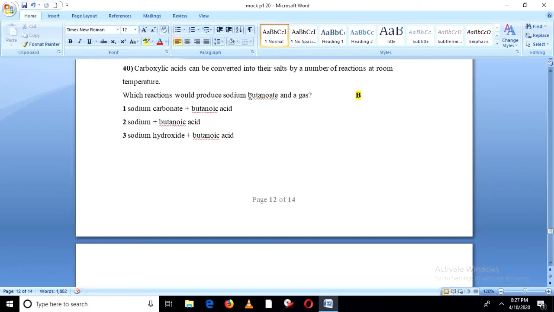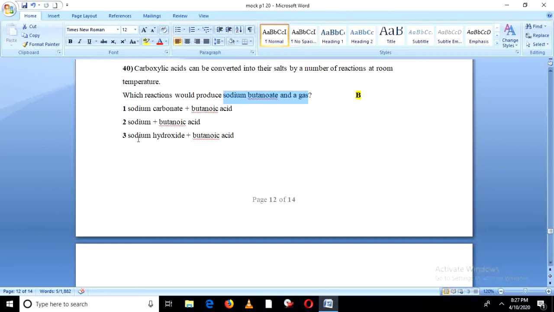We have to see that the product of the reaction should be sodium butanoate and a gas. For the first statement, sodium carbonate reacts with butanoic acid. Yes, in the presence of sodium carbonate, butanoic acid would be giving us sodium butanoate plus carbon dioxide plus water. For the second statement, if sodium is reacted with butanoic acid, basically sodium butanoate would be formed along with hydrogen. So our first two statements are right, because in our first statement sodium butanoate is formed along with carbon dioxide, that is a gas. In the second statement, sodium butanoate is formed along with hydrogen, that is a gas.